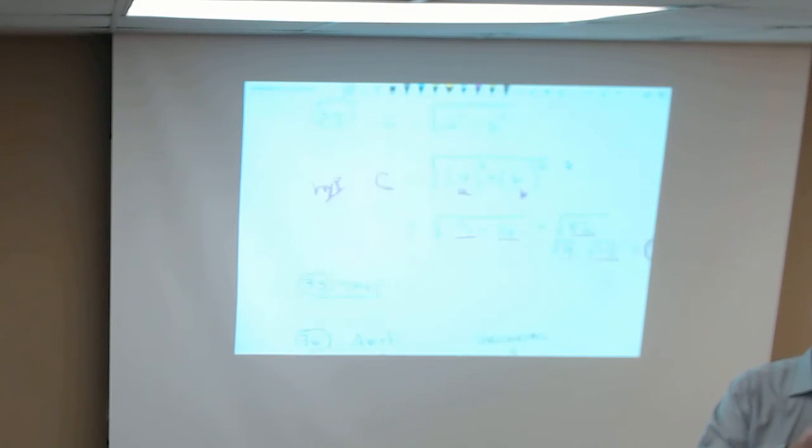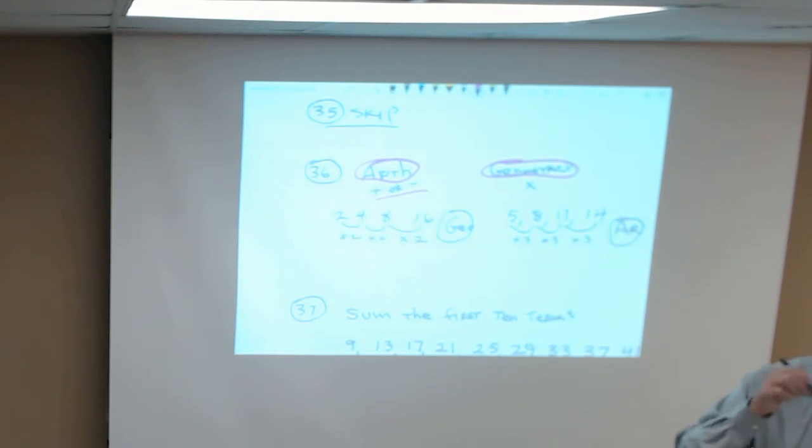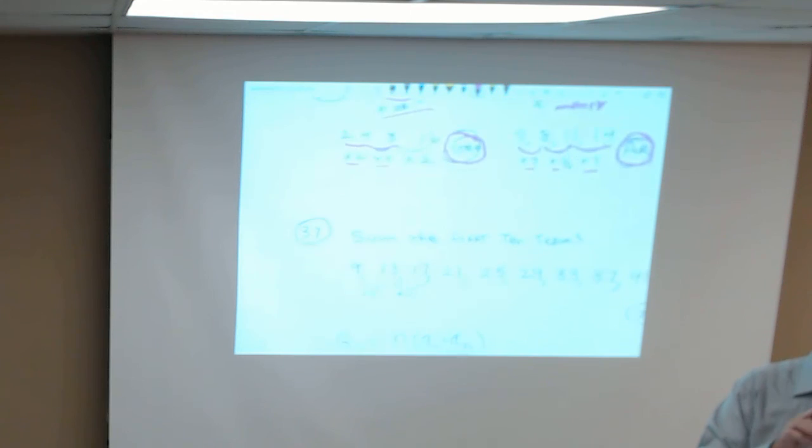Skip 35. 36. Classify the following as arithmetic or geometric. Do you remember? Arithmetic is where we add or subtract something to go from one term to the next. What's geometric? You multiply. So how'd you get from 2 to 4 and from 4 to 8? Times 2 times 2. So what does that make this? Geometric. How'd you get from 5 to 8 and 8 to 11 and 11 to 14? Add 3, add 3, add 3. So that makes that arithmetic. You follow that? Good.